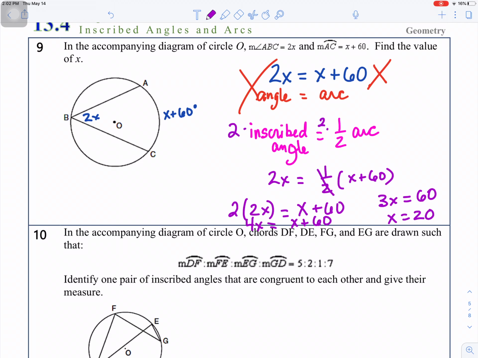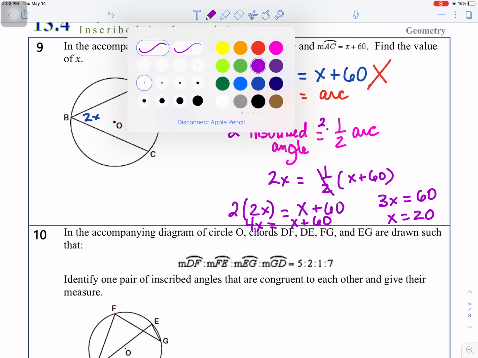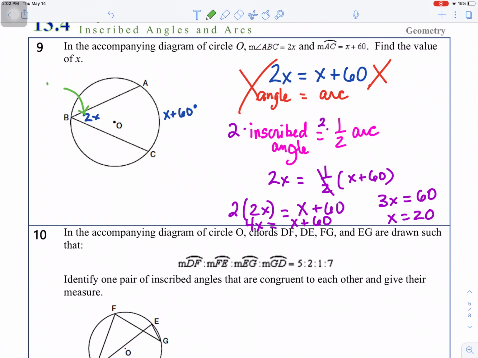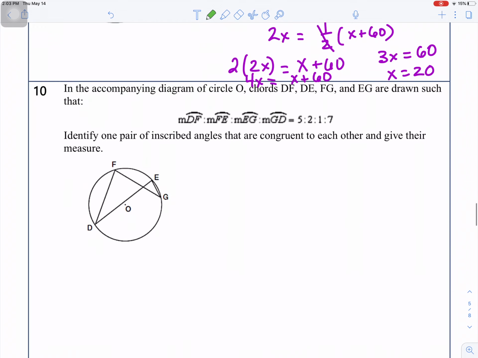Let's put those numbers in and see if it makes sense. 20 times 2 would be 40, so this angle is 40. Then the arc has to be double the angle, 80. 20 plus 60 is 80. So it worked.